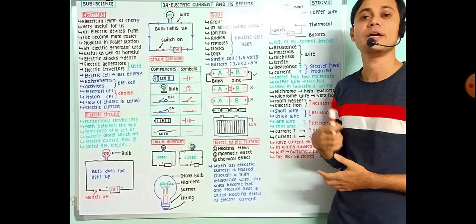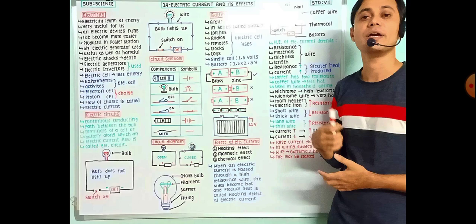Electricity is produced in the power station, right? And a big generator is used to produce electricity. We all know that electricity is useful as well as harmful, right? If we do not take care while using electricity, a person can die due to electric shock.